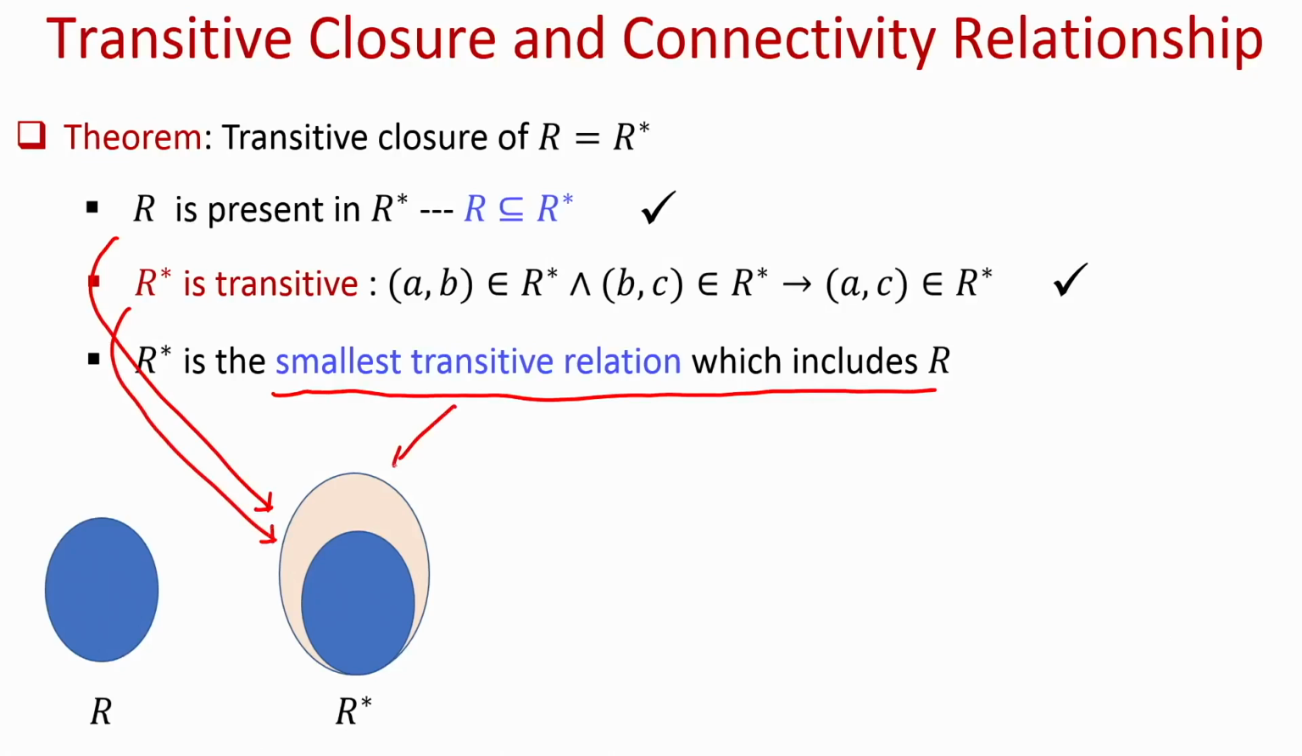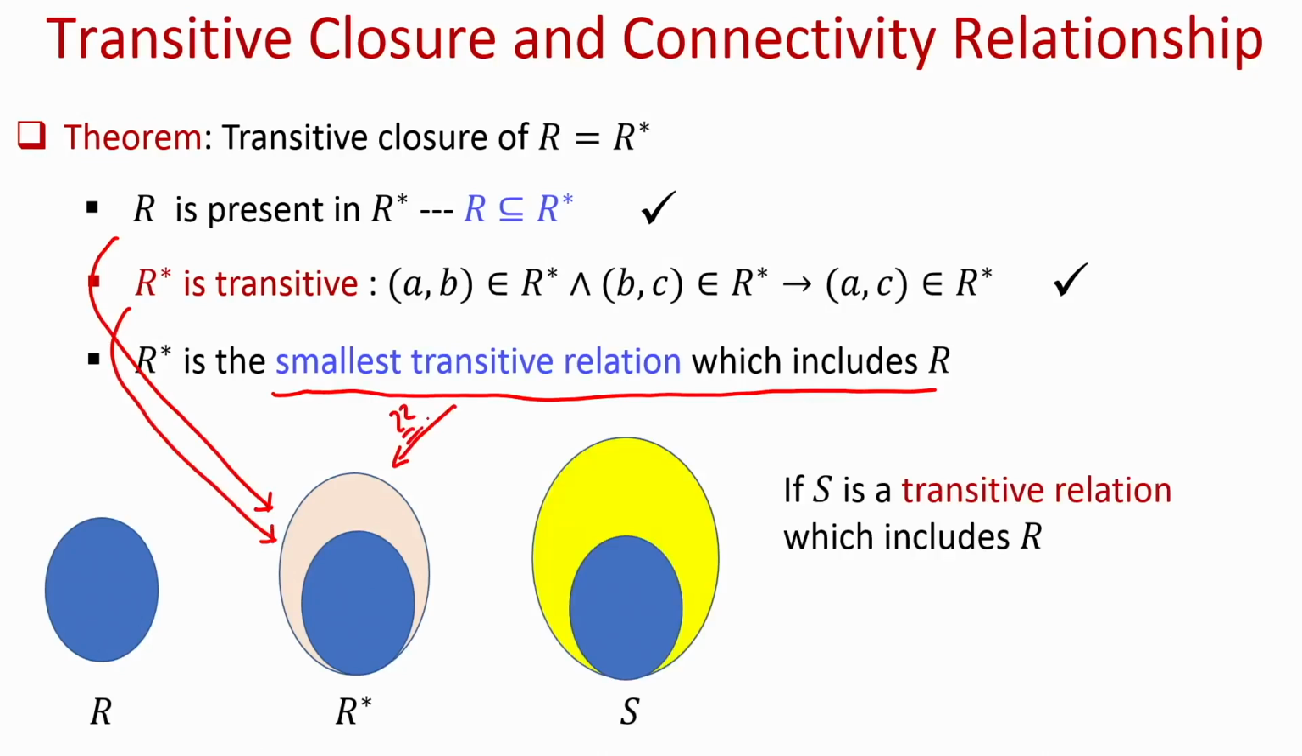Now, we have to show this third property. How are we going to do this? We will do this by showing that if you take any transitive relation which includes R, that means any expanded version of R which is transitive, namely S, then R star is present in that expanded version S. That will automatically show that R star is the smallest possible expansion. That means, there is no smaller subset of R star which includes R as well as is transitive.